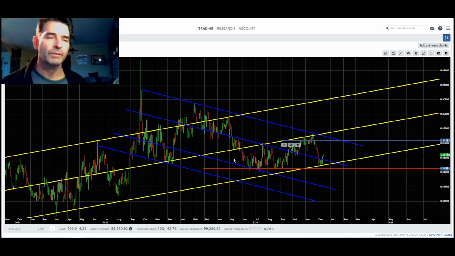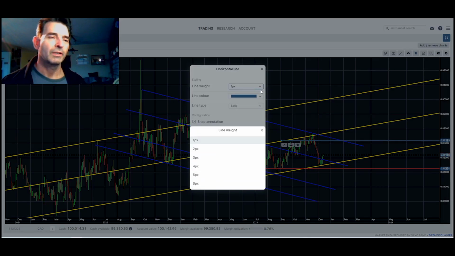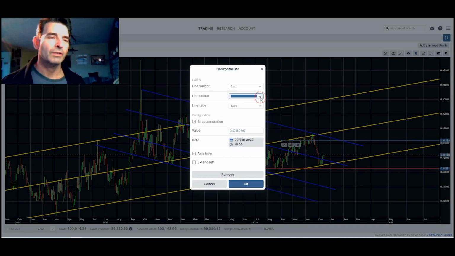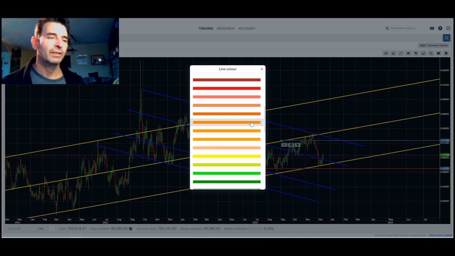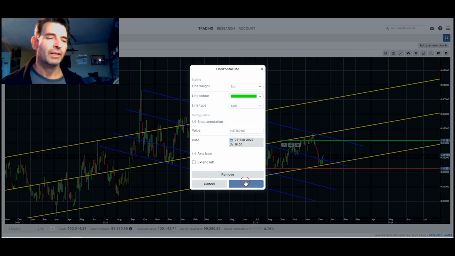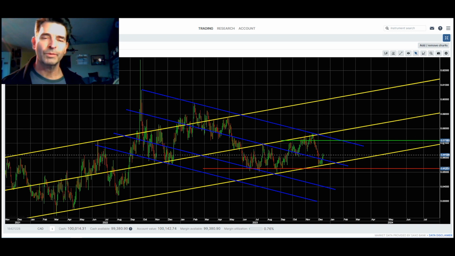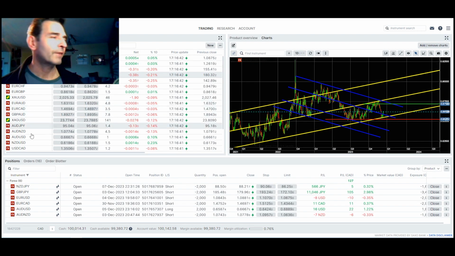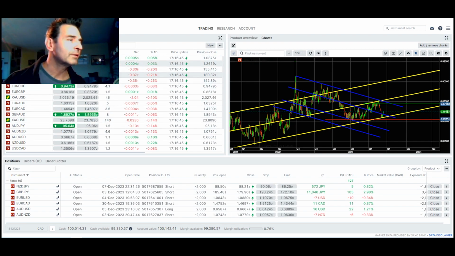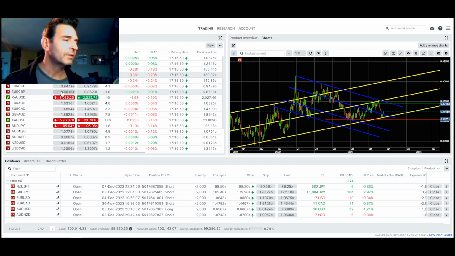So, okay, where am I? We want that to be 2 pixels and green for go. Green for go, green for our target. Yep, that's it. That's a big buy. A big buy on the euro pound. So let's do our final step and enter that. Euro, where's the euro pound? There we are.